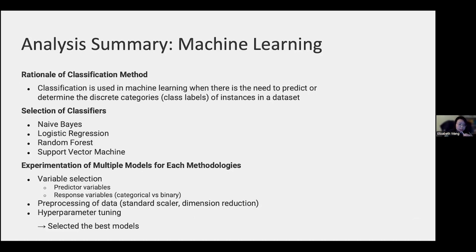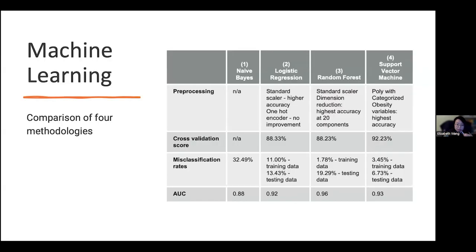Then in the next step, machine learning models were explored with classification methods. This is because classification is used in machine learning to predict the discrete categories in the data set. We selected four classifiers as below. After experimentation with multiple models, including variable selection, preprocessing of data, and hyperparameter tuning, we were able to select the best models and do the comparison.